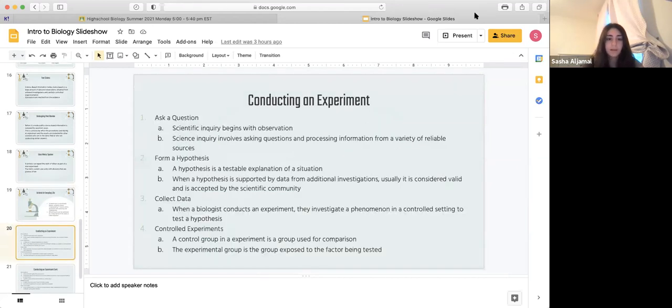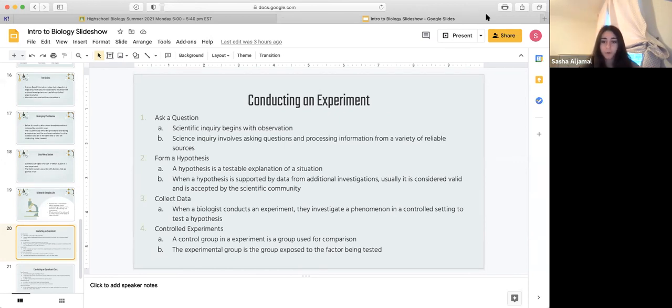Okay, so conducting an experiment. This is important for so many experiments that you'll do in the future and in the biology course you will be taking. So, first off, you want to ask a question. Scientific inquiry begins with observations. Science inquiry involves asking questions and processing information from a variety of reliable sources.